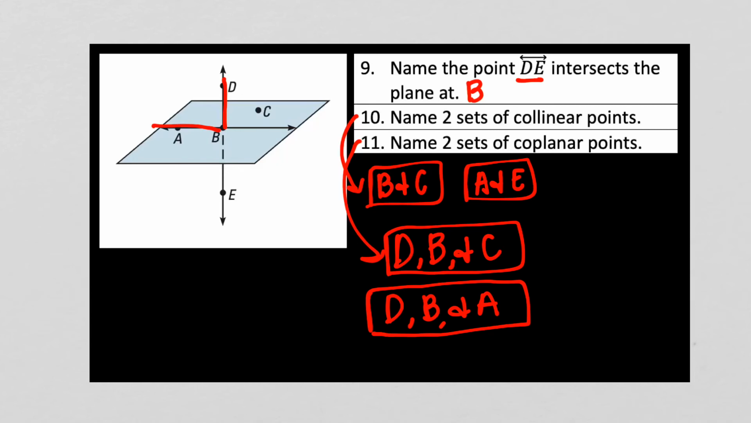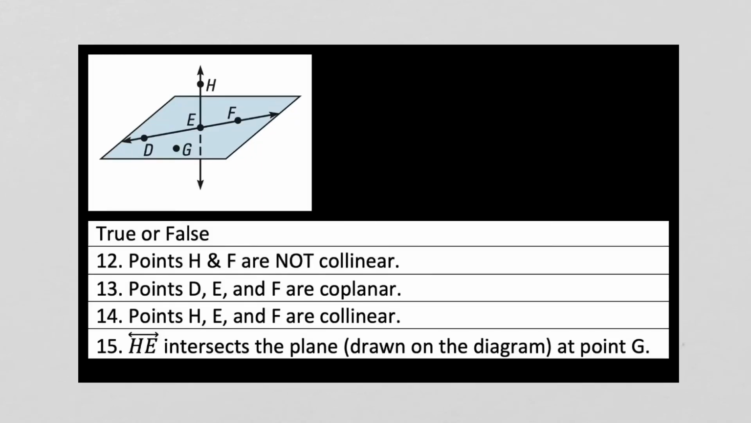and A. This last diagram, we're going to do some true or false questions, which are a majority of the ones on your test. So number 12, I ask you true or false, points H and F are not collinear. So I'm going to go to the diagram, I'm going to circle them. H and F are not collinear. You can see that I can connect them by a line. But you need to know it does not matter what 2 points, any 2 points are always collinear. So the answer to this question would be false because any 2 points are always collinear.